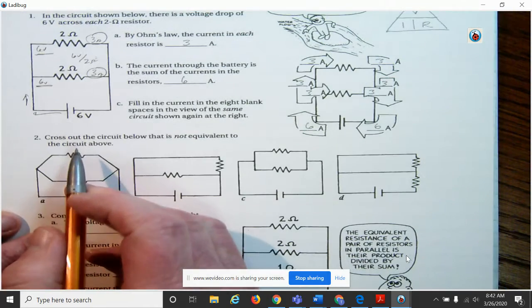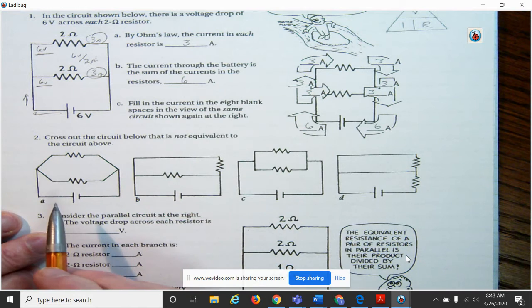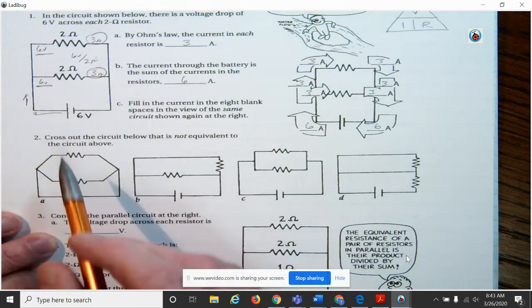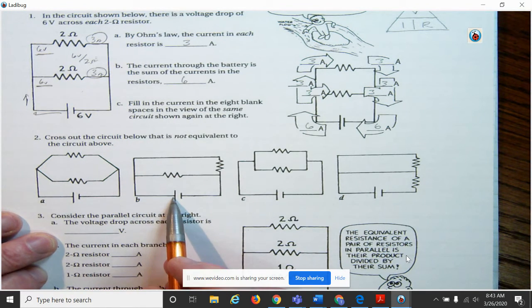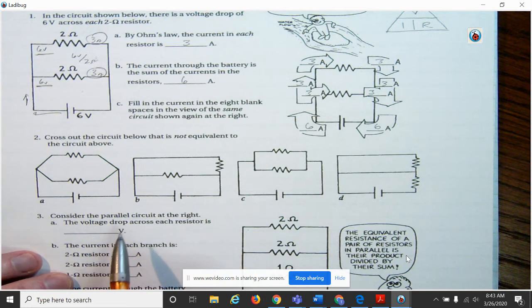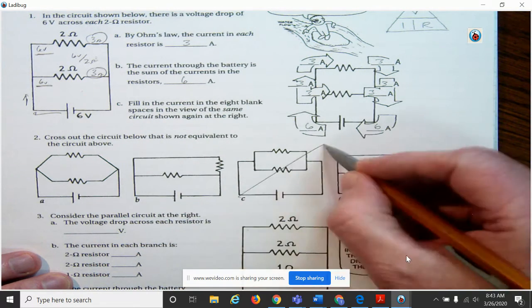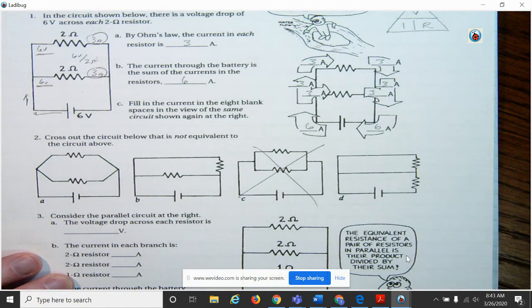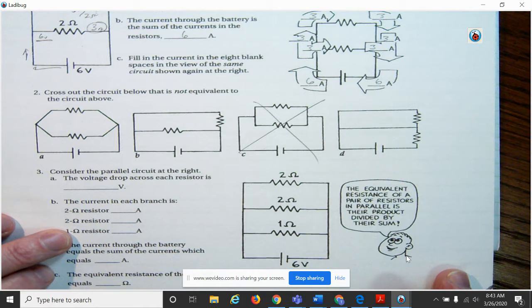The next part says, cross out the circuit below that is not equivalent to the circuit above. Well, we're basically looking for a parallel circuit. So this one and A are pretty much the same. B is the same. D is actually the same as well. So the only one that's a little different is going to be C. All right?